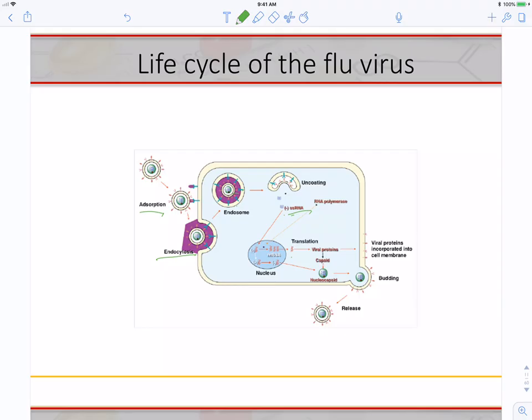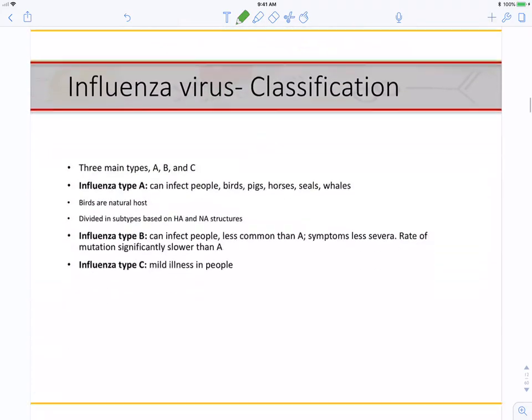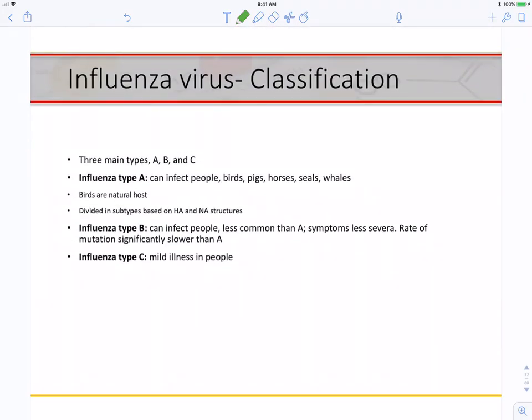Then the viral proteins reassemble to form a capsid, which contains all the components of the influenza virus. Note that viral proteins are also secreted into the cell membrane. And then we have budding of the virus, so the new viral particle gets secreted by the host cell in an active process. So we can classify influenza viruses in three main types: A, B, and C.